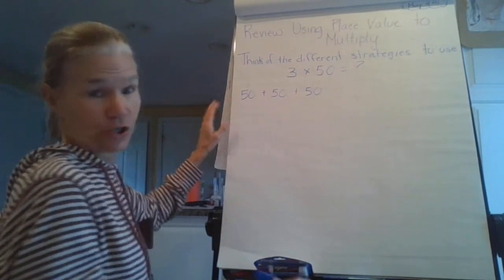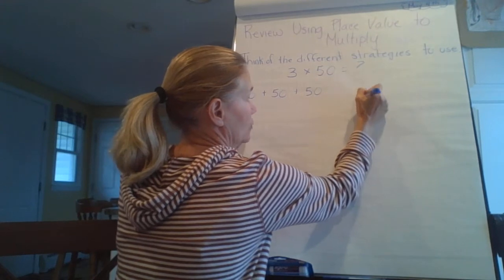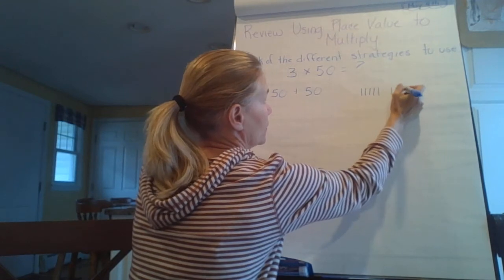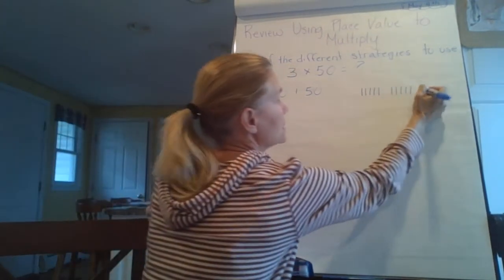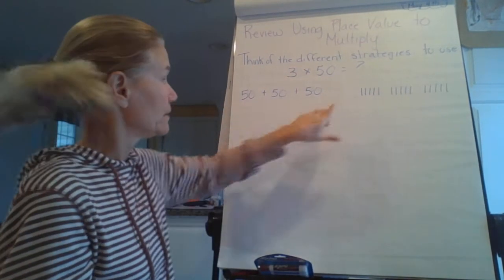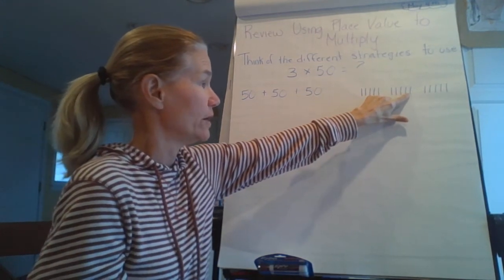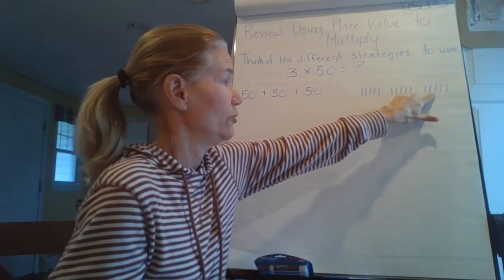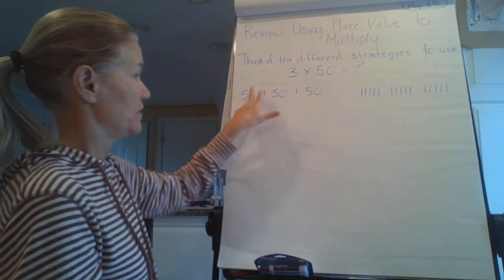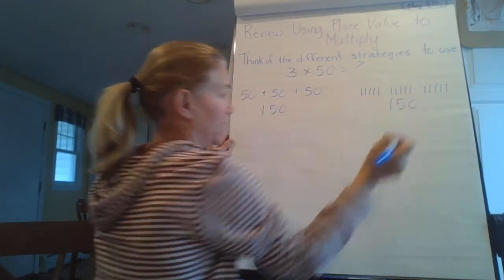Another strategy I could do is base 10 blocks. And I could say 10, 20, 30, 40, 50 plus 10, 20, 30, 40, 50 plus 10, 20, 30, 40, 50. And then I could use skip counting. 10, 20, 30, 40, 50, 60, 70, 80, 90, 100, 110, 120, 130, 140, 150. 50 plus 50 is 100 plus 50. So either way, my product, my answer, will be 150.